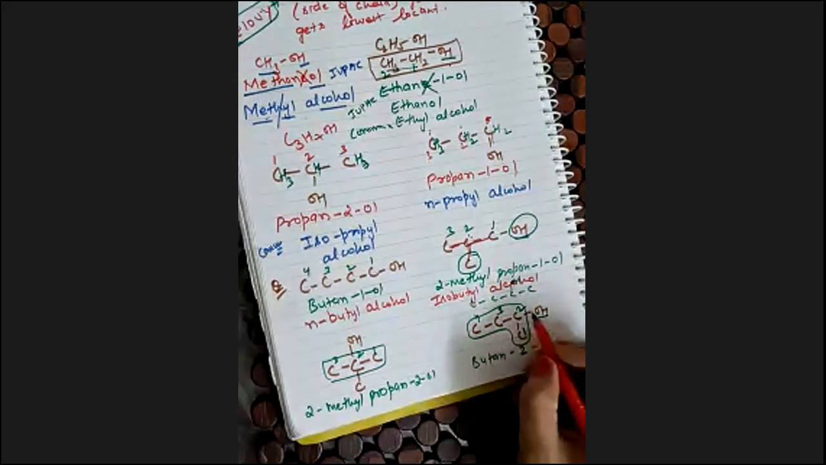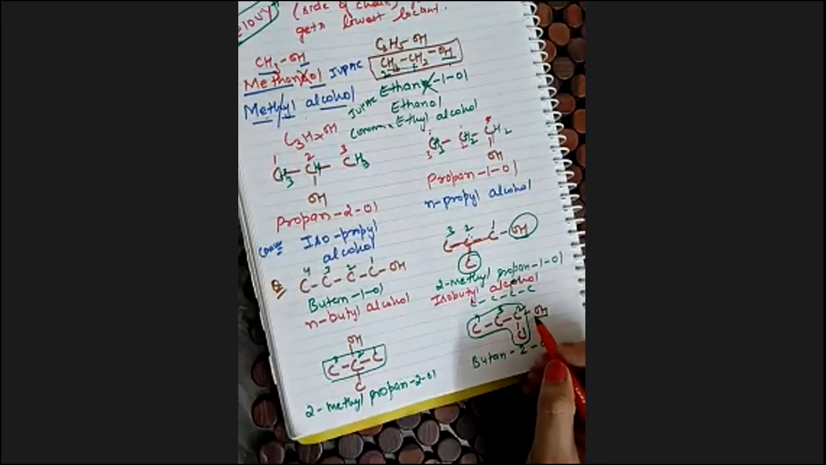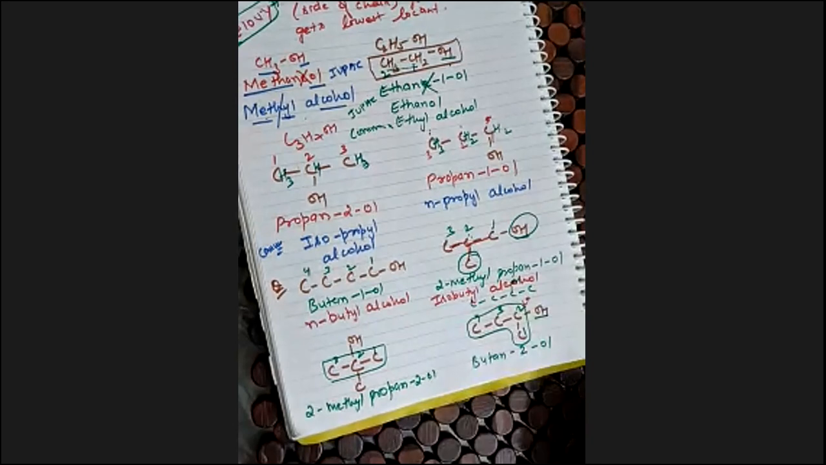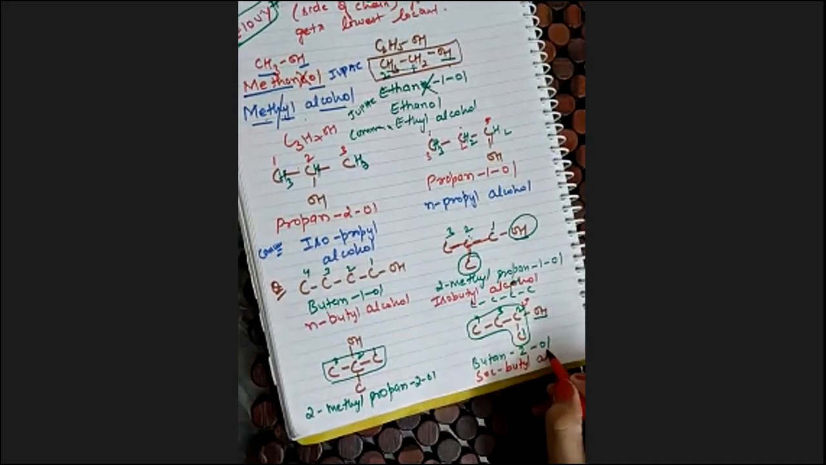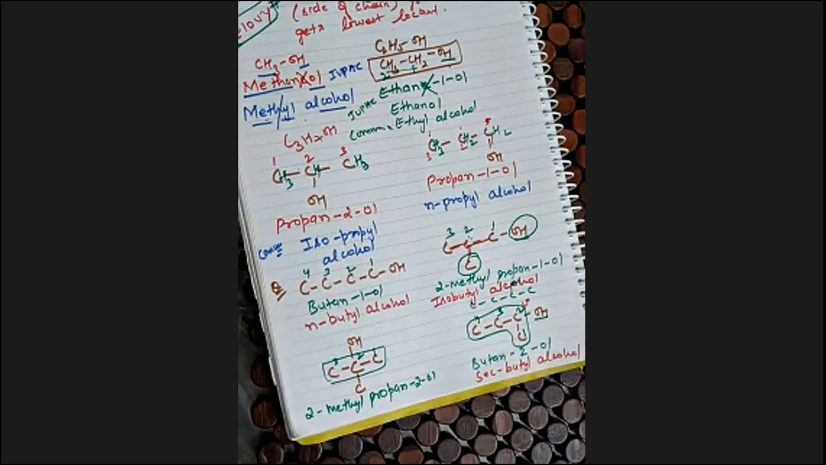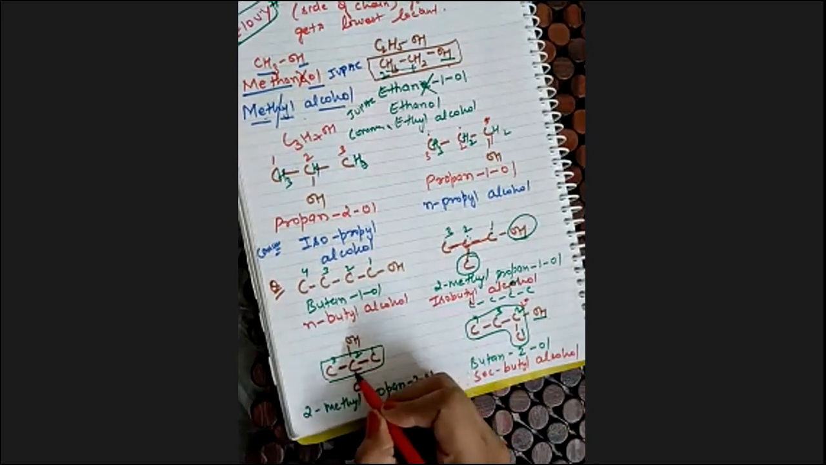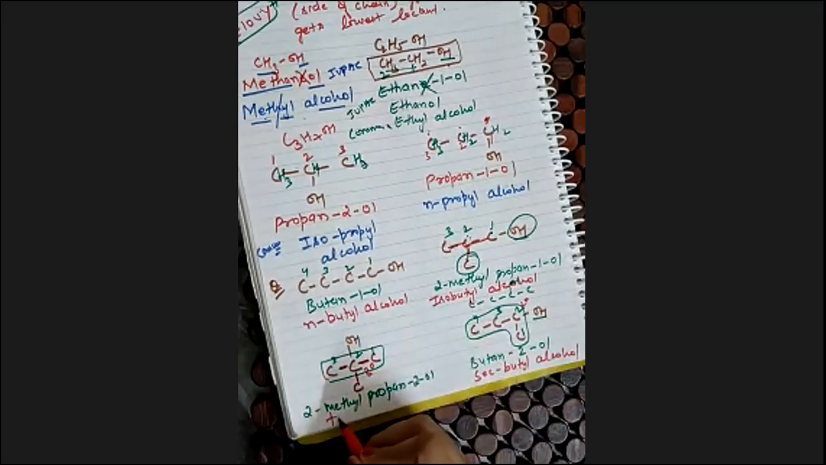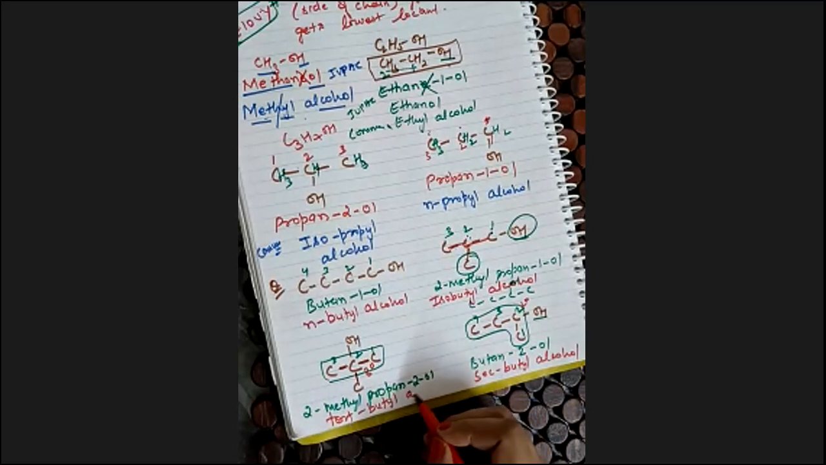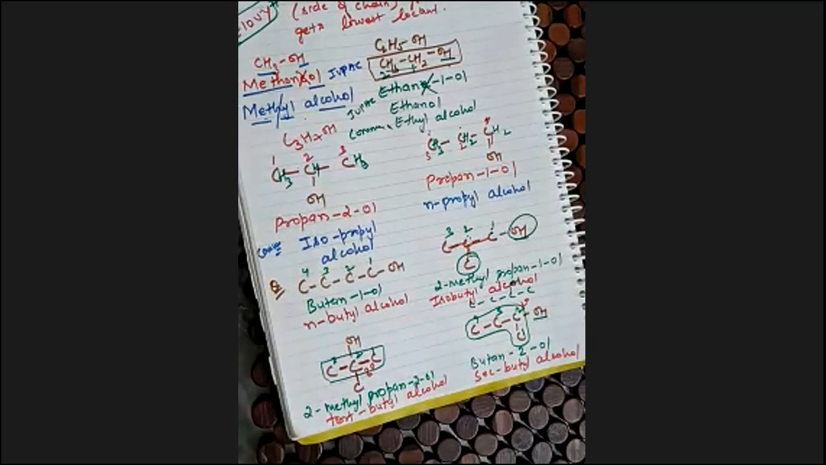This type of arrangement, see, this is the carbon which is attached with two carbons and one alcoholic group. So this is a secondary type of carbon. So this is sec-butyl alcohol. And here the carbon is surrounded from three sides: 1, 2, 3, three carbons. Tertiary carbon. So this is tert-butyl alcohol. Is this clear to you all?